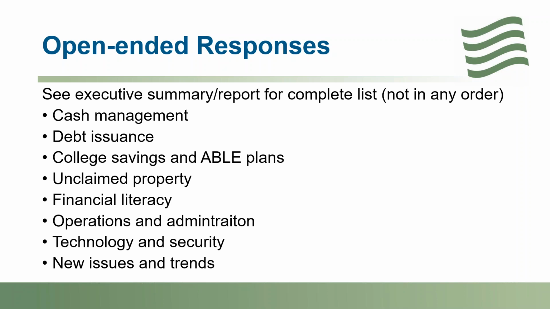Again, the written report goes into much more detail on this area, so I'll let you read that at your leisure. But just know when I grouped these categories by theme, you will see here where you all are asking for assistance: cash management, debt issuance with college savings and ABLE plans, unclaimed property, financial literacy, operations and administration, which we know we need to do more of, technology and security, again, we need to do more of, and new issues and trends, which is really exciting for what that can and will be.